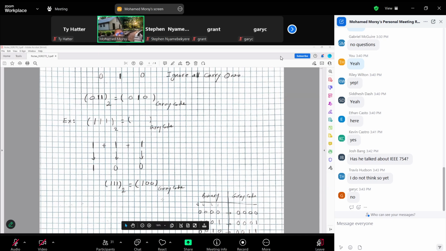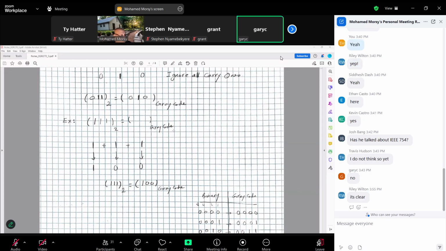This is important to code. The gray code. Is it clear or not? It makes sense to me. You just add left and right, from left to right, as we do here. And when we add binary addition, if we have a carry, we ignore the carry.